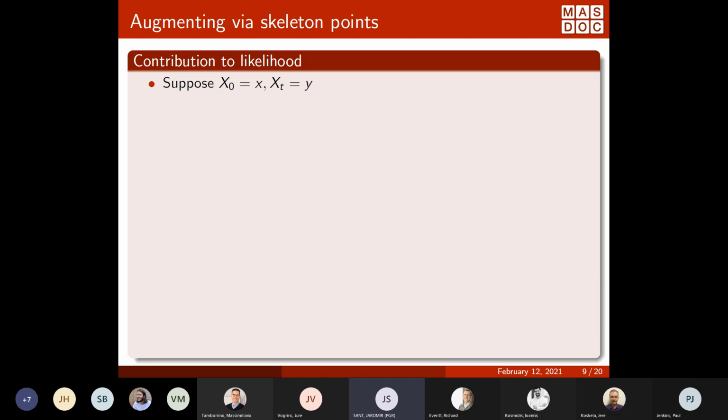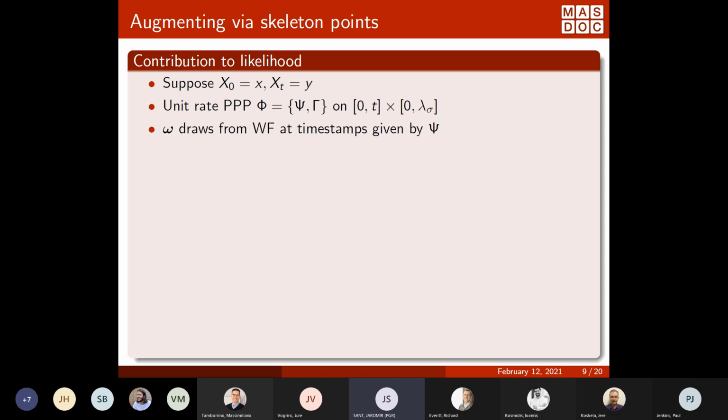And based on those two observations, I'm going to generate a unit rate Poisson point process phi on the time interval [0,t] cross [0, lambda sigma], where lambda sigma is just my difference between the maximum and minimum of phi sigma. And I'm going to let boldface omega denote the draws from the Wright-Fisher at the timestamps given by this psi, by the uniform marks on [0,t] given from the Poisson point process.